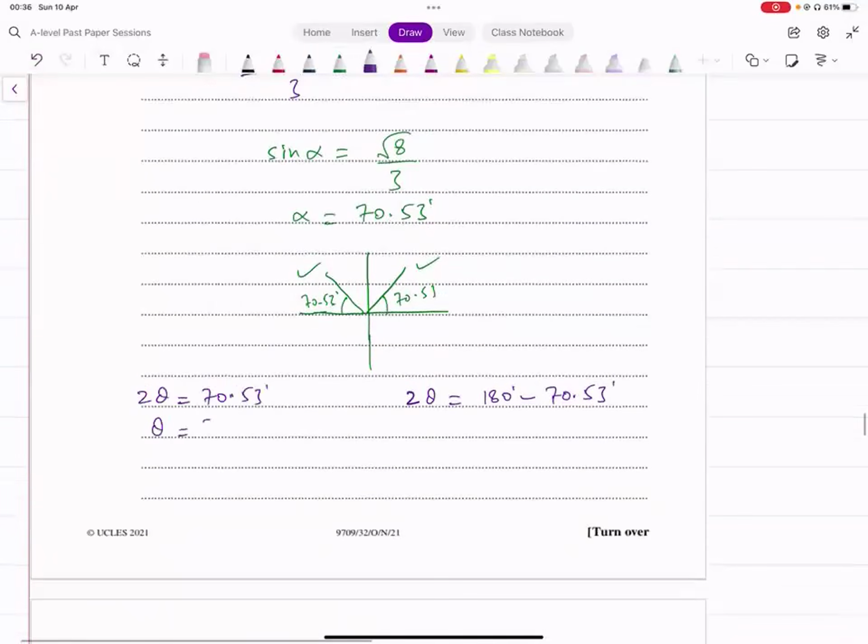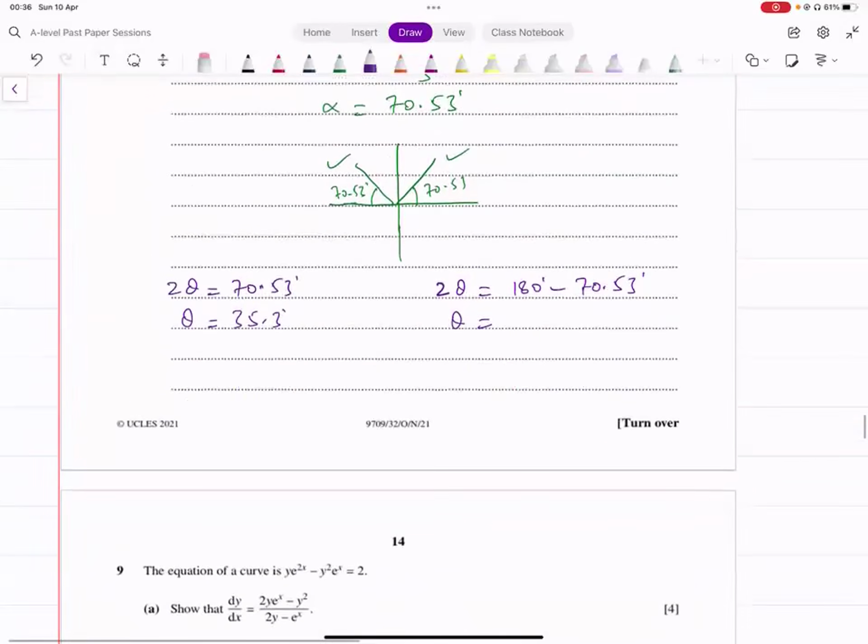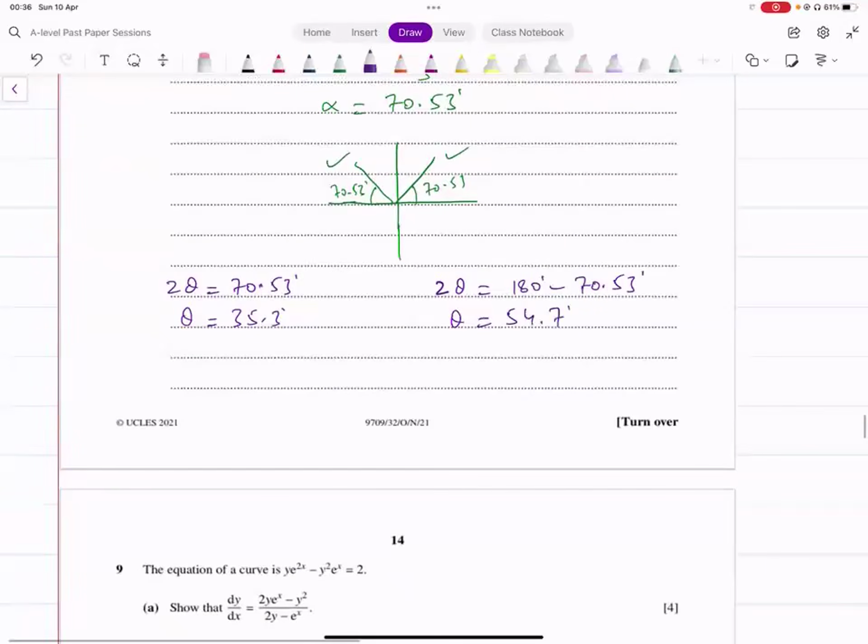And I will calculate theta from this. यहाँ से आपके पास आ जाएगा 35.26 आते हैं, जो भी आएगा इसको 35.3 कर देते हैं. 35.3 degrees and we get some value of theta from here. या देख लें क्या आती है. 180 minus 70.53 divided by 2, that is 54.7 degrees. These are the two values of theta that we get. 35.3 or 54.7.